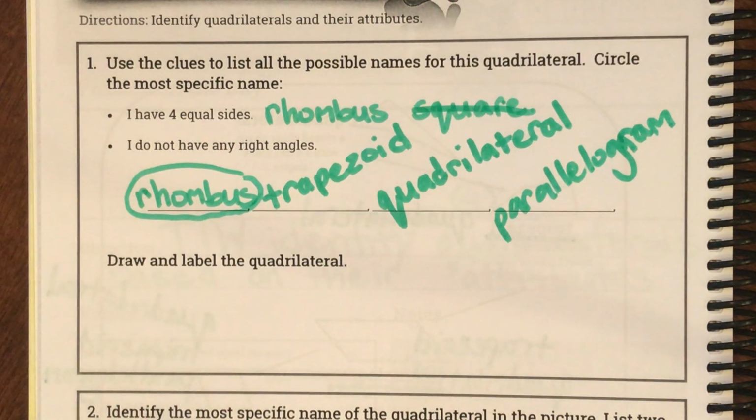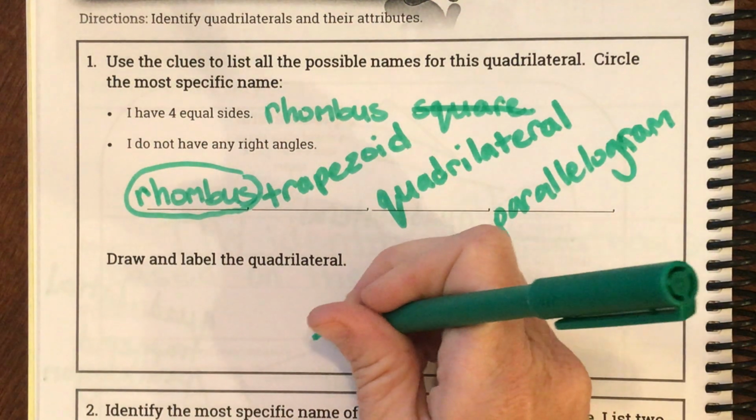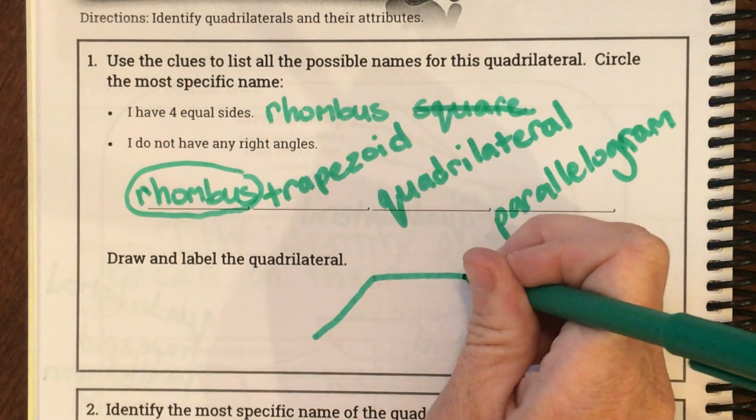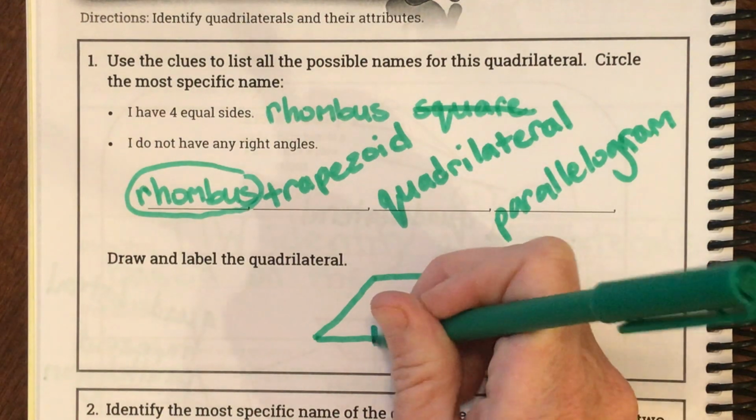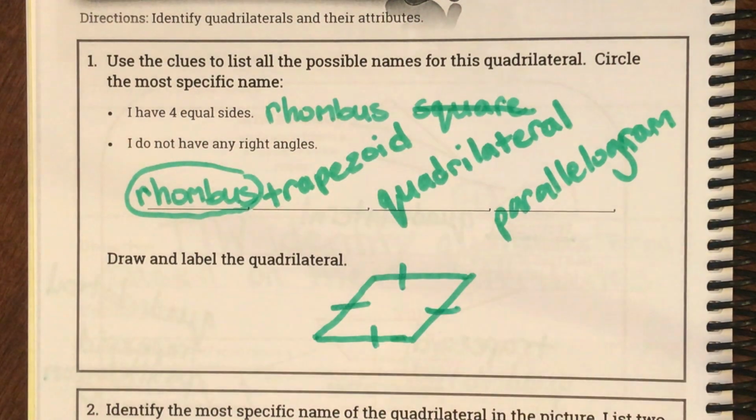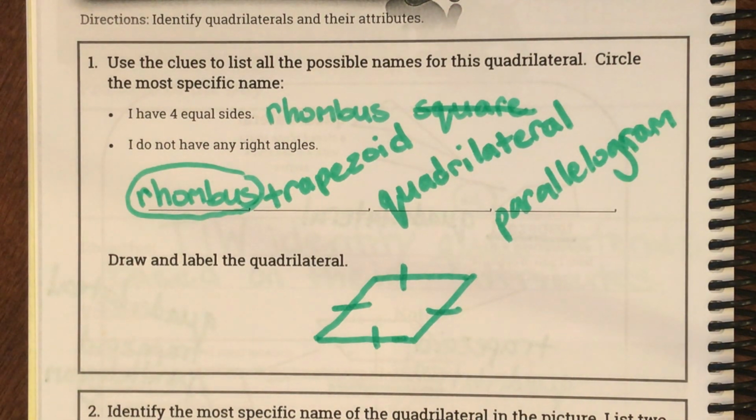Okay, so a rhombus, I always think of a rhombus as like a square that's been squished to the side. But it has 4 equal sides, or 4 congruent sides.